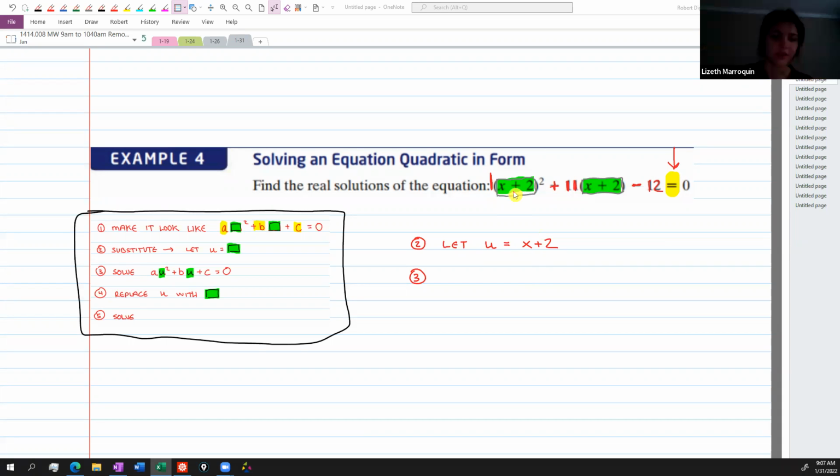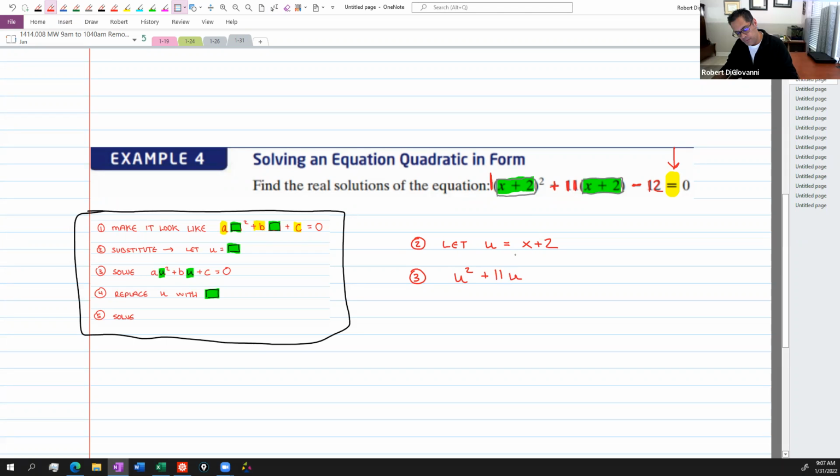So like u squared plus 11u minus 12, then just equal to 0. There you go. Perfect. Okay, good. So that's what we're doing here. We're trying to rewrite this. Now we have just a quadratic. This is just a quadratic equation.